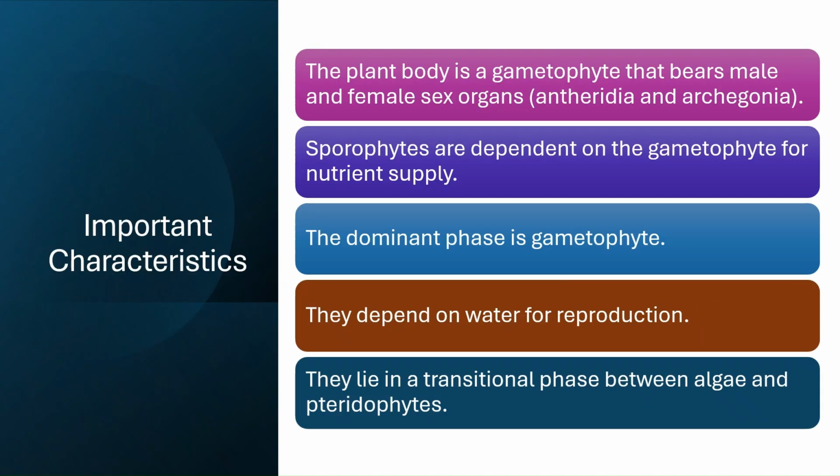Let us look at the important characteristics. The plant body is a gametophyte that bears male and female sex organs, that is, antheridia and archegonia. Sporophytes are dependent on the gametophyte for nutrient supply. The dominant phase is gametophyte. They depend on water for reproduction. They lie in a transitional phase between algae and pteridophytes.